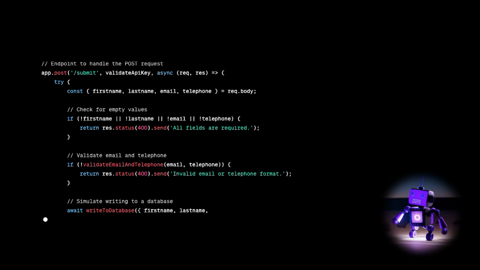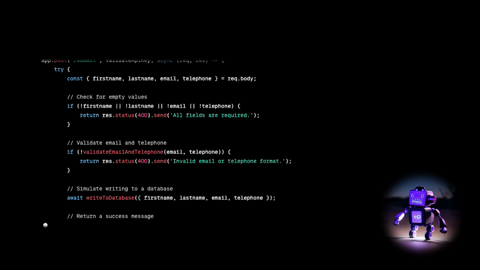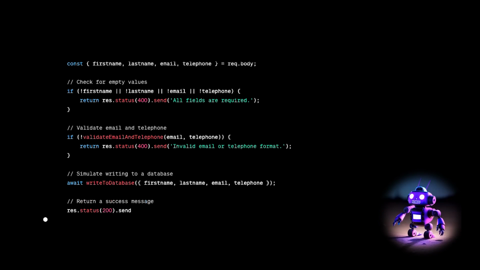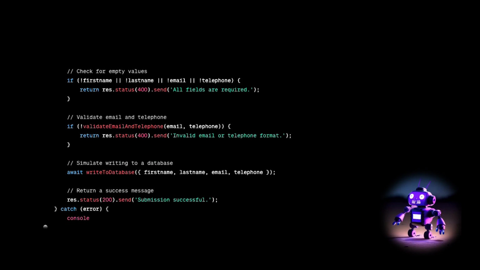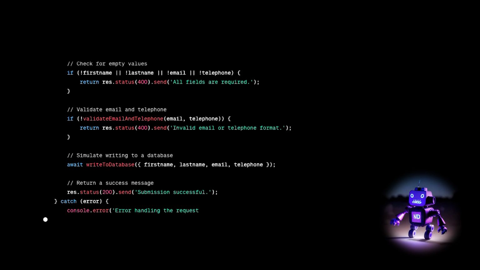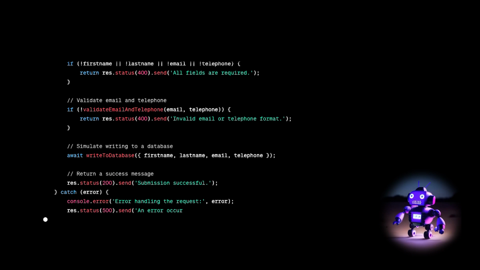Assuming all validations pass, we simulate a database write operation by calling our placeholder write-to-database function. This part illustrates how to process and store validated data. Finally, we send a success response back to the client, signaling the successful handling of their request. This step completes the request response cycle, highlighting the importance of feedback in user interactions.